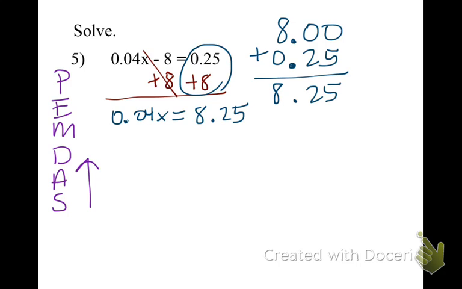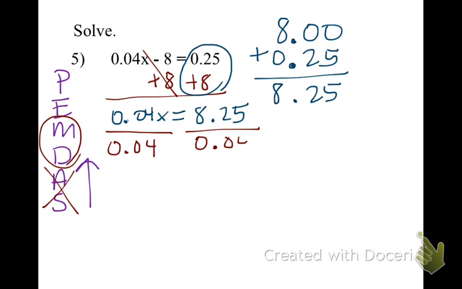Now, I've done my addition and subtraction. What's next? My multiplication or division. So let's see. I have 0.04 times x. So how do I undo multiplication? Through division. So let's divide by 0.04 on both sides. So these are going to cancel out. Let's get rid of all of them.